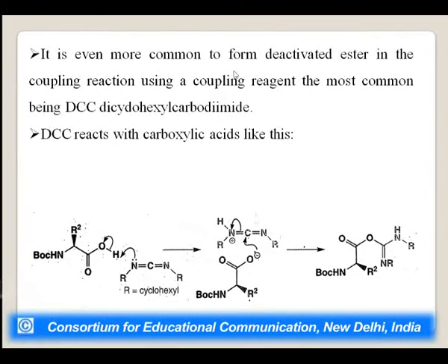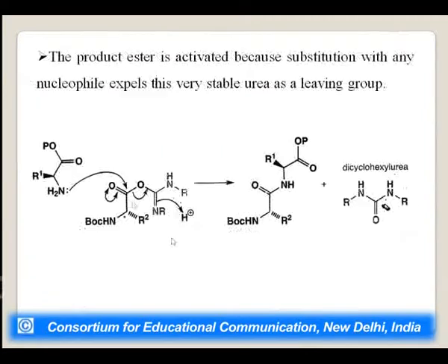It is even more common to form an activated ester in the coupling reaction using a coupling reagent, the most common being DCC. What is DCC? Dicyclohexyl carbodiimide. DCC reacts with carboxylic acid like this. You can see how it reacts with this. The product ester is activated because substitution with any nucleophile expels this very stable urea as a leaving group.